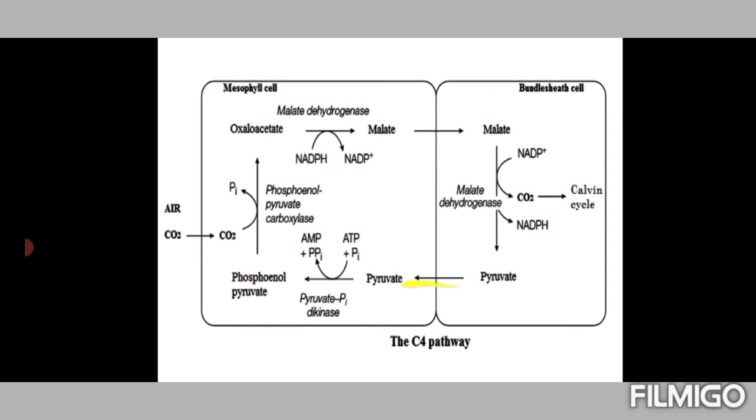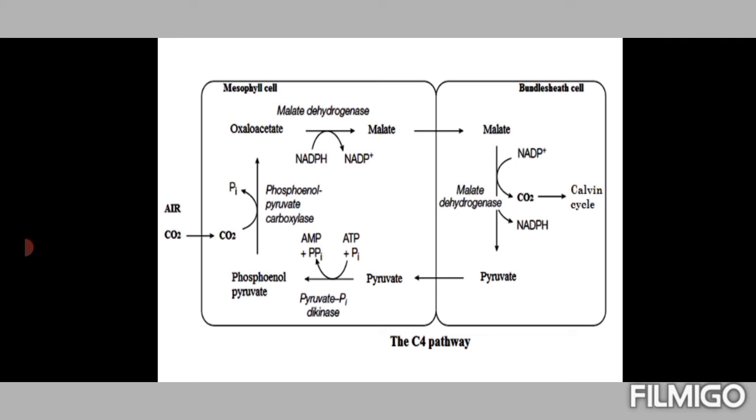This pyruvate gets back to the mesophyll cell, where it undergoes phosphorylation to recover phosphoenol pyruvate with the help of the particular enzyme pyruvate phosphate dikinase, which splits ATP to release a molecule of AMP and pyrophosphate. So it's a very unique enzyme there. Now here, this is the carbon dioxide which got released inside bundle sheath cells. So this is how we concentrate carbon dioxide inside bundle sheath cells.